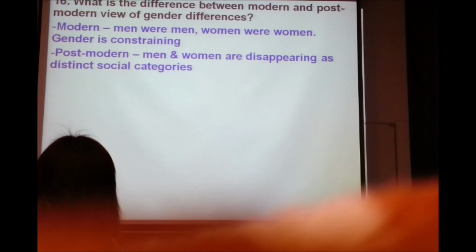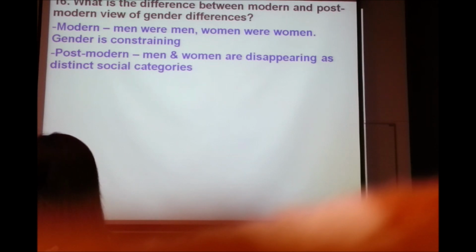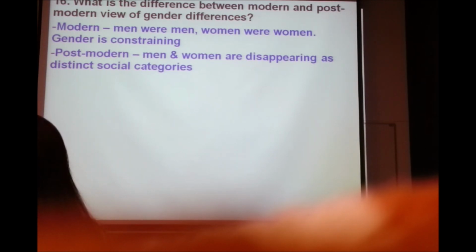You agree? No need to have men, no need to have women? No? Why not? Because men still want to bully women? You agree that we don't need the category of men, women anymore? We can do anything men do, men can do things that women do. You agree? No, why? Like what? Yes? No, we can.